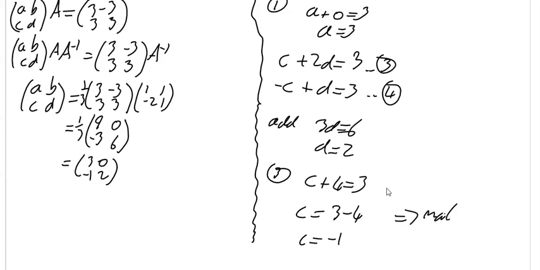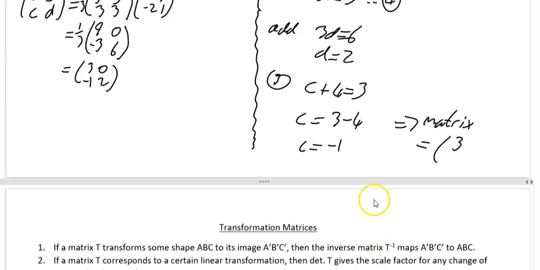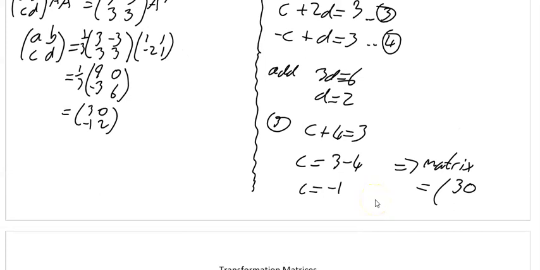Therefore, your matrix is equal to, my A was 3, my B was 0, and my C was minus 1, and my D was 2. So you can see two different ways. I've got the same two answers.